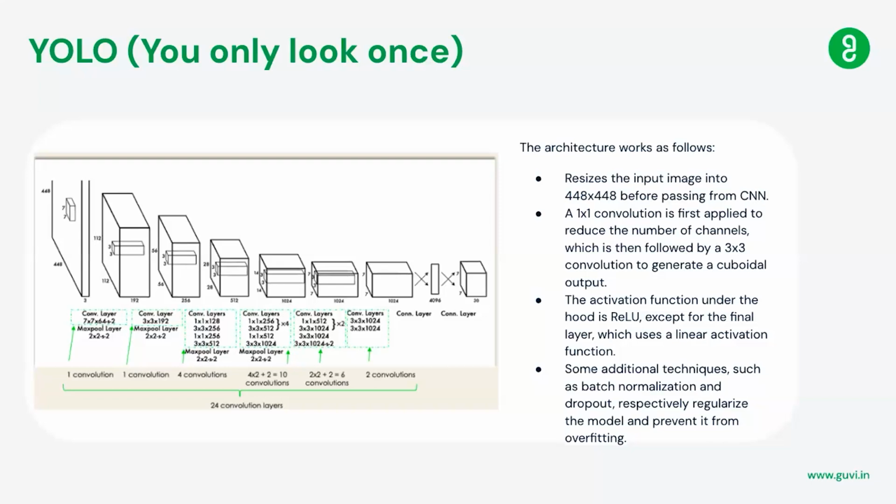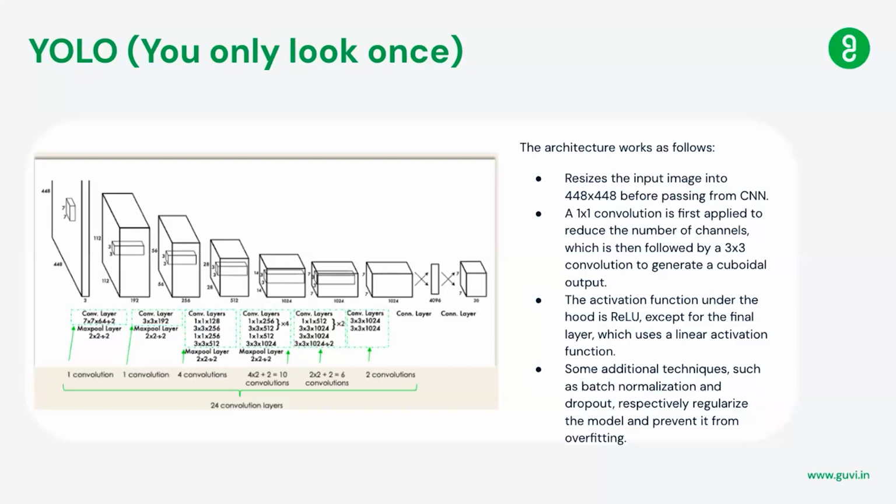So in the case of YOLO, you have convolutional layers and you have max pooling layers. And you also have the dimensions of those convolution layers and max pooling layers for YOLO. As you can see, your max pooling layer is a 2x2 layer, which is applied on top of that convolution layer. And then you have your convolution layer of the dimension 7x7x64.